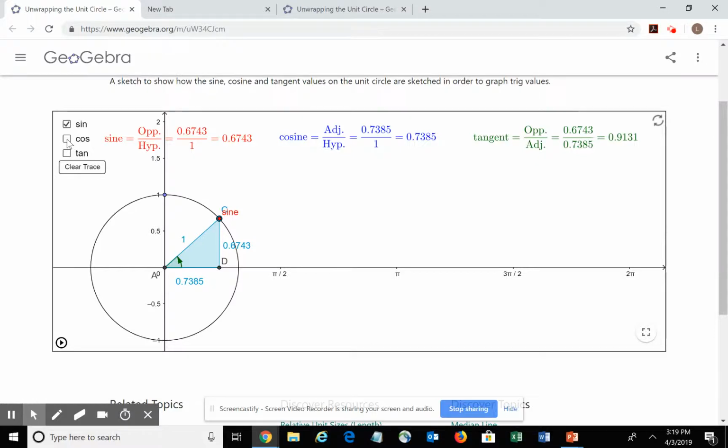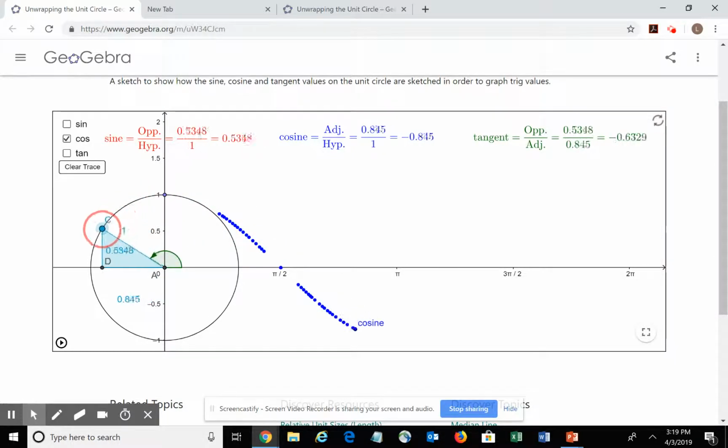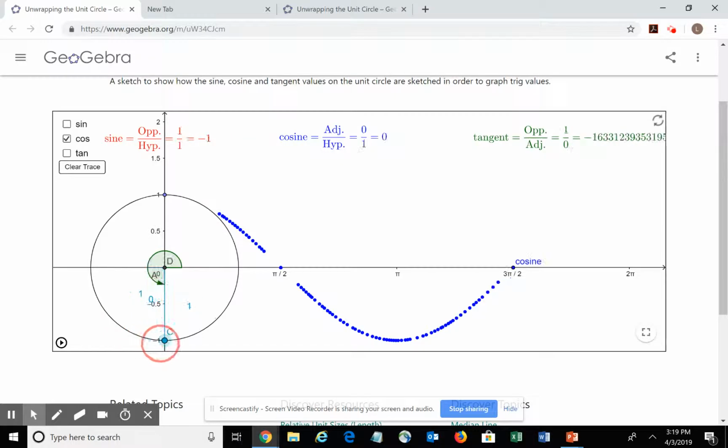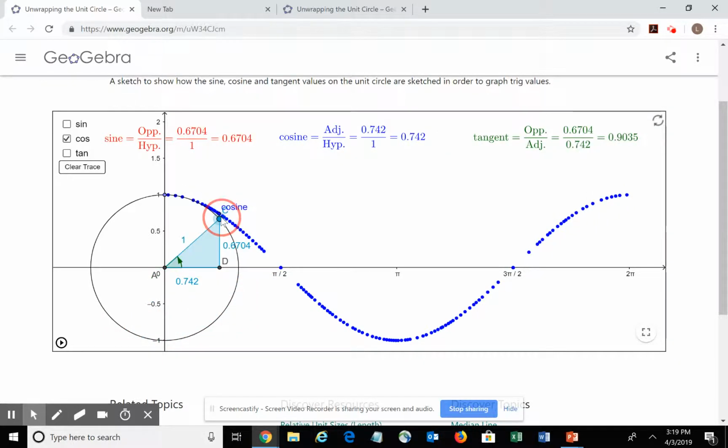I can do the same thing for cosine. Again, I pick a random starting point and I can rotate all the way around the unit circle in the positive direction, and it gives me the graph of the cosine curve. I can rotate it negatively, and again, you can see it moving and giving me different values back to where I started. So basically the idea of what we're going to be looking at is taking our unit circle and we're going to unwrap it.